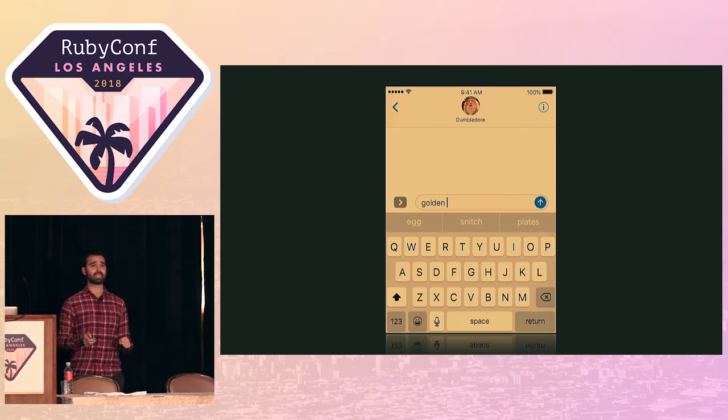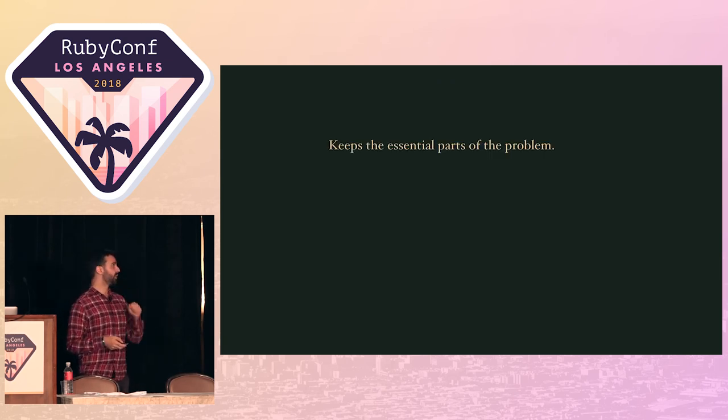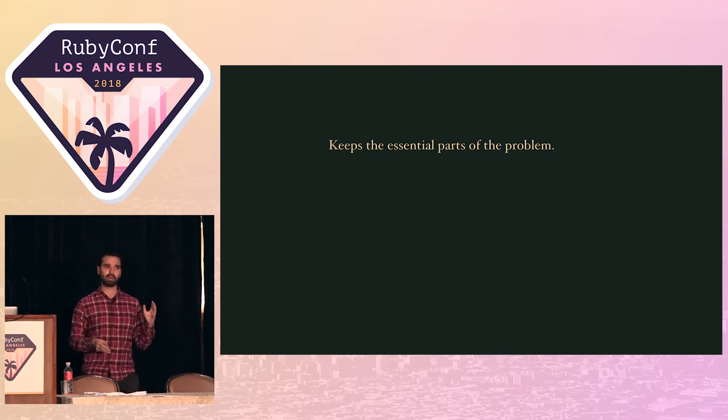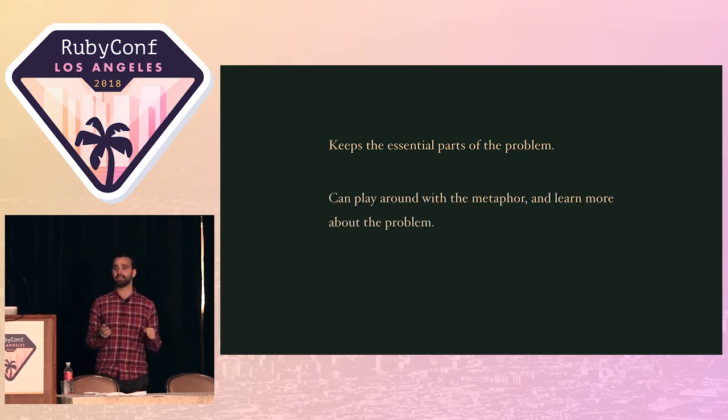Now, it's really easy to come up with bad metaphors, but coming up with good metaphors is much more tricky. And I think a good metaphor has a couple of qualities. The first is that it keeps and captures all the essential parts of the problem. You can strip out things that aren't relevant, and you can modify things, but there are certain essential parts of the problem that you just have to keep. And the second thing is that a good metaphor allows you to play around with the metaphor and then learn something about the original problem, right? So it's not just a way of understanding the problem, you can actually make progress on solving the problem by playing around with the metaphor.